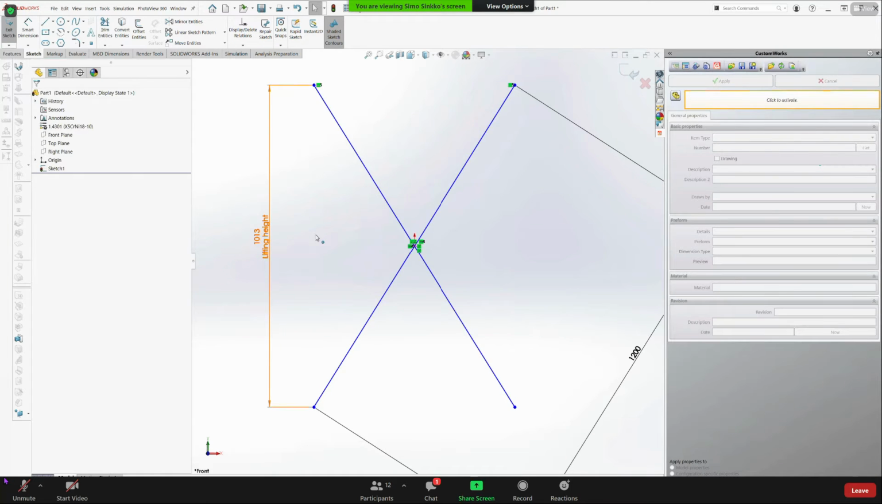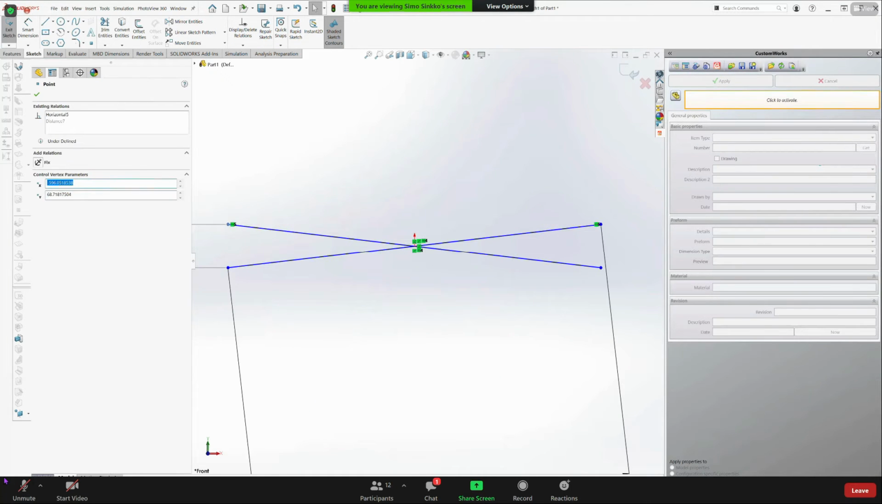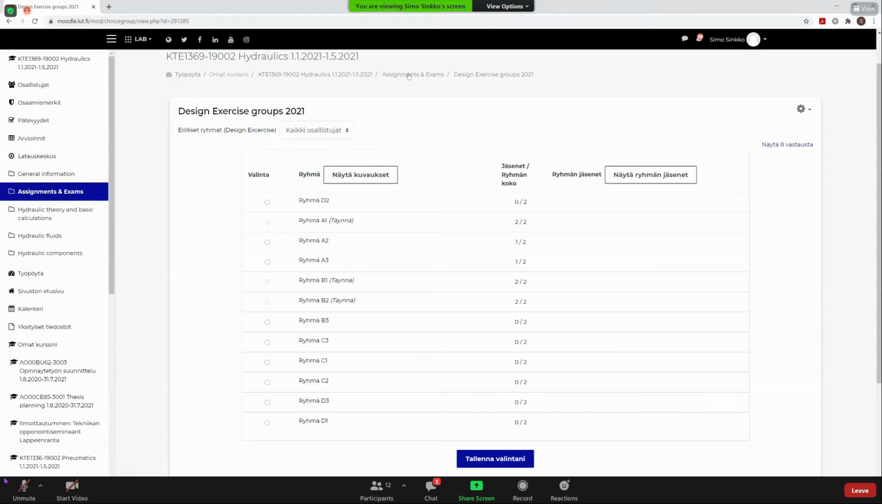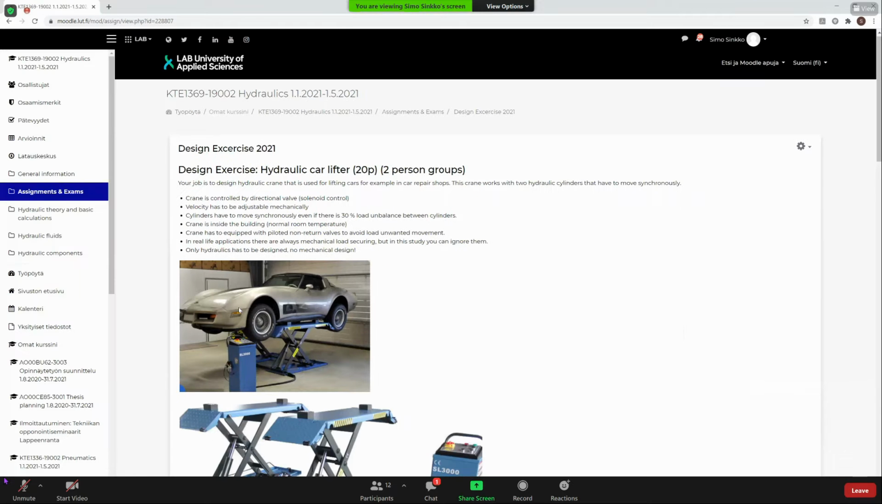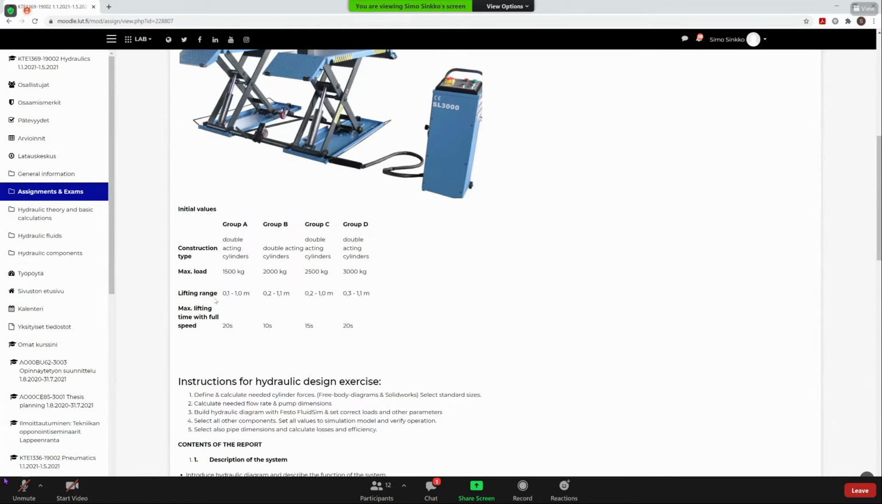So if we go back to Moodle and see this assignment, there were these initial values, so that the lifting range should be something between 0.1 to 1 meter or 0.2 to 1.1 meter. So at the moment, I'm in such level that I'm able to fulfill those requirements.